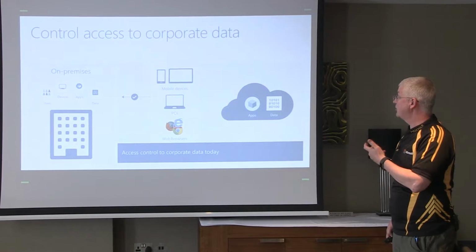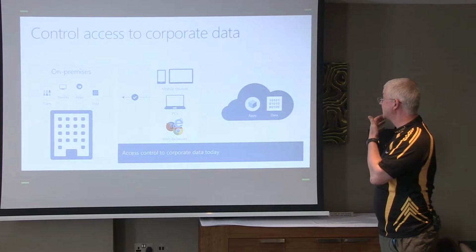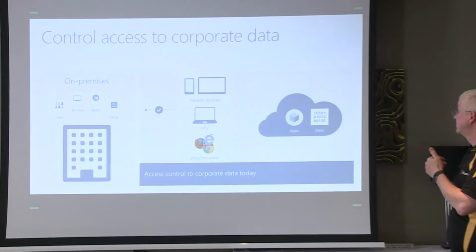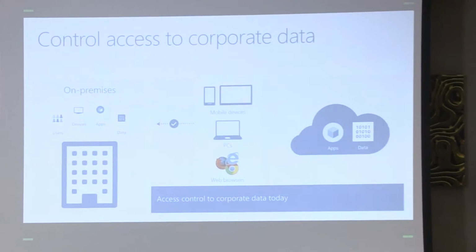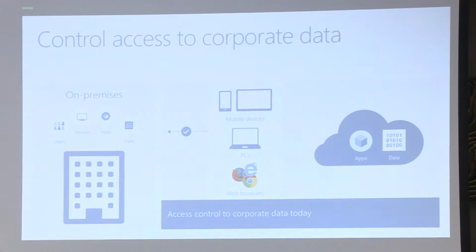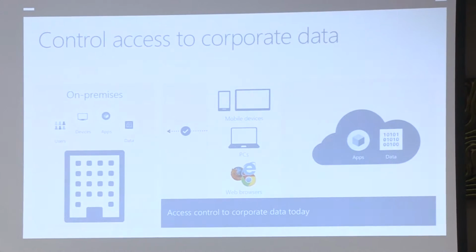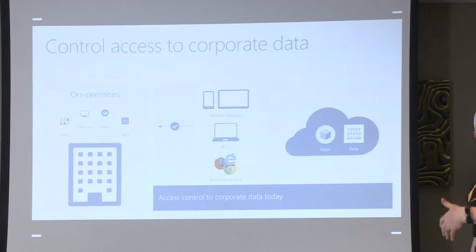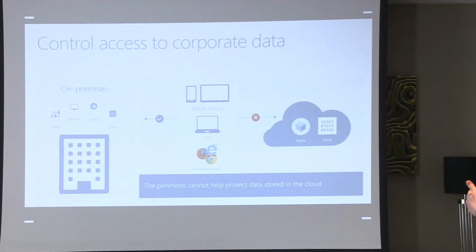So here we have an example of on-premises data and a bunch of mobile devices and web browsers. That's fairly easy to control. I have tools now that control my on-premises data. If I've got access to it, or if I've got authentication, I can give people access to it. But because it's physically stored on premises, I can control who can get at it, what they can do with it, and where they can use it.